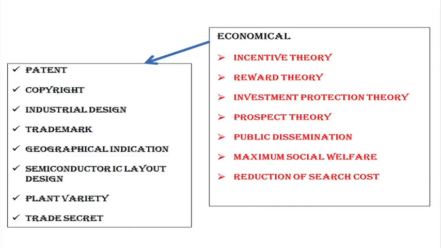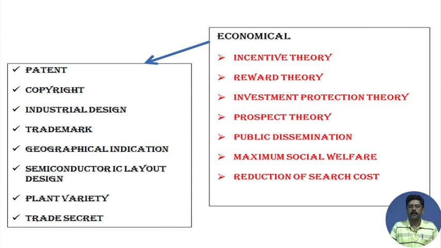Good morning, everybody. Just like we said, we have discussed the basics of intellectual property, different forms of intellectual property, and theories behind intellectual property. So now, I think you will be able to identify the different forms of IP incorporated in any tangible object. Different forms include patent, copyright, industrial design, trademark, geographical indication, semiconductor IC layout design, plant variety protection, and trade secret.